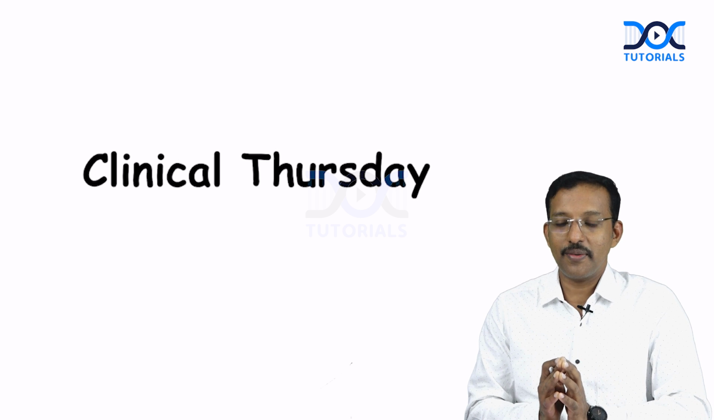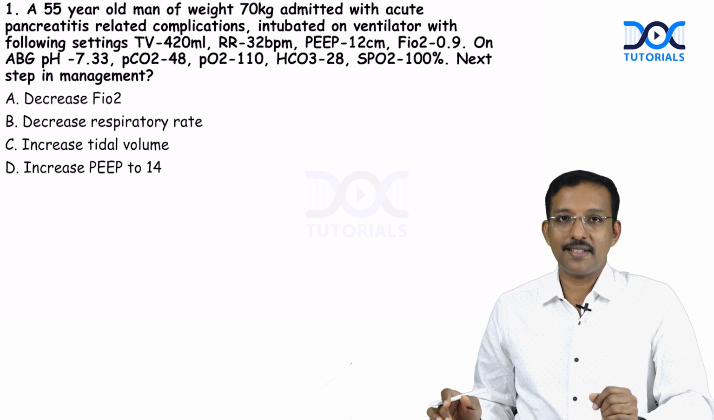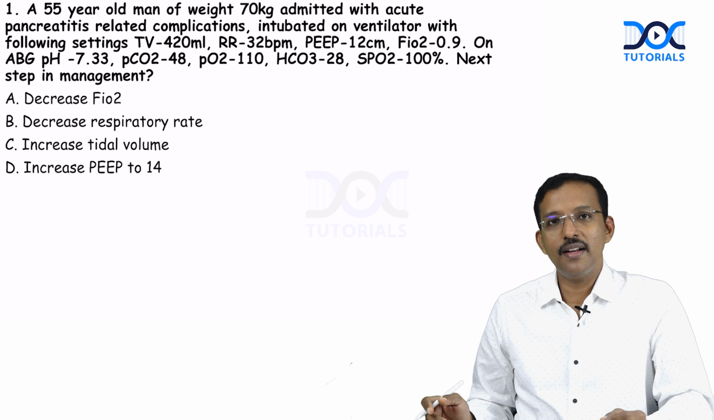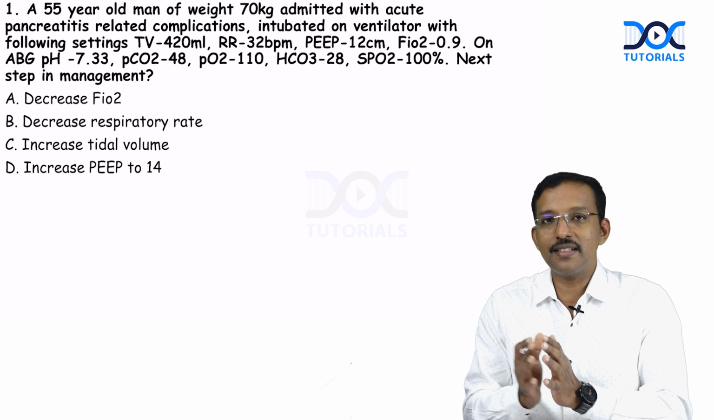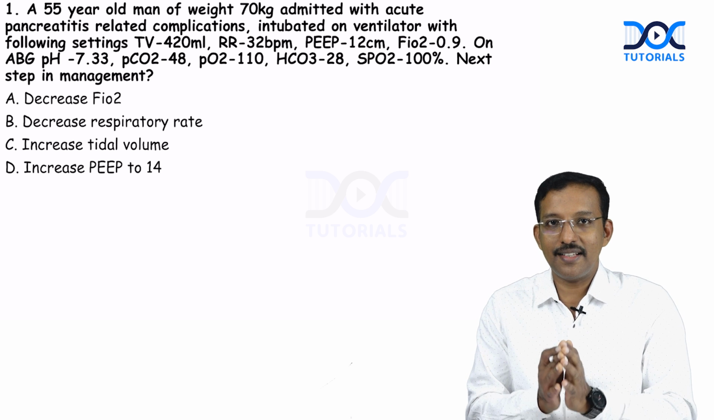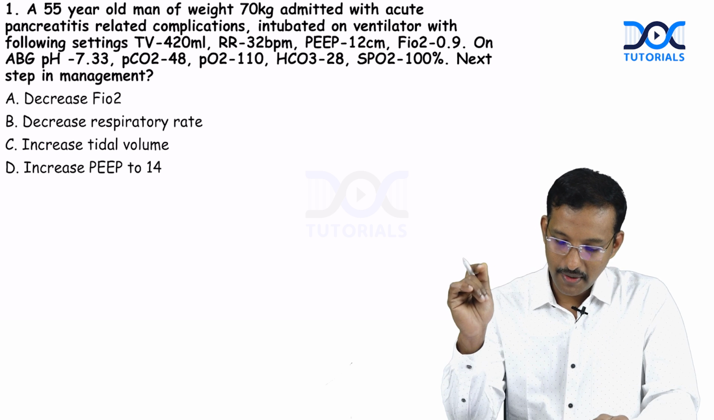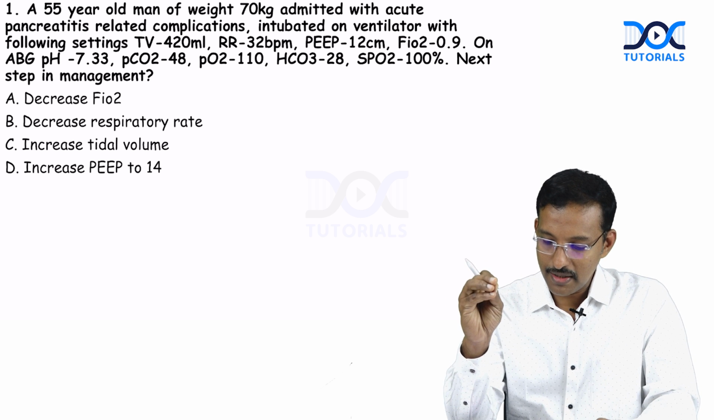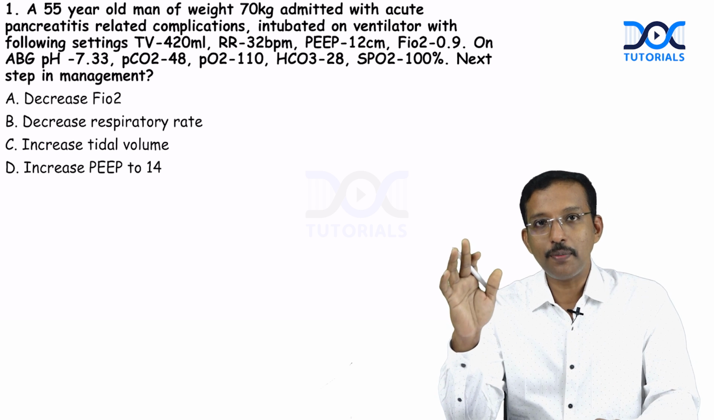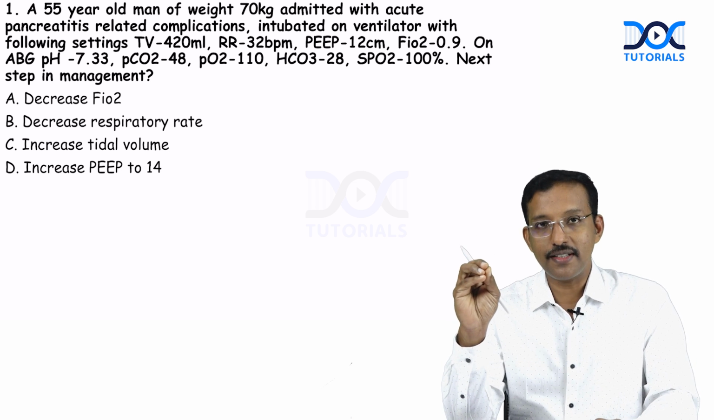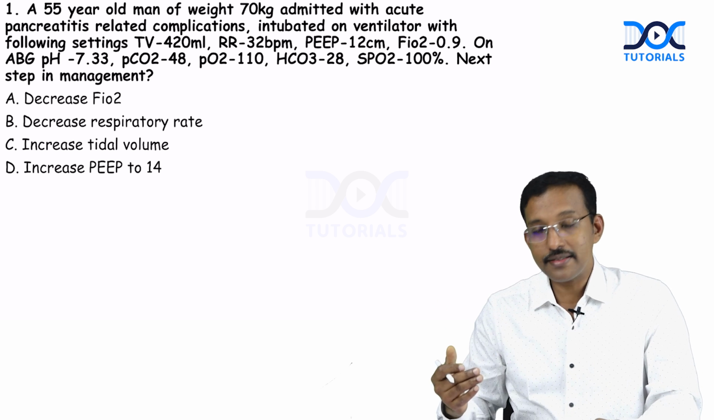Okay, this is the background. So without wasting much time, we will see the question which has come up. We have discussed it in our recall, but I thought to have a basic idea of how the question comes, I will just discuss this as a background question. Now see, a 55-year-old man with a weight of 70 kg admitted with an acute pancreatitis related complication, intubated on a ventilator with the following settings. They have given the settings. We will come back to the settings. Now what is the next step of management?